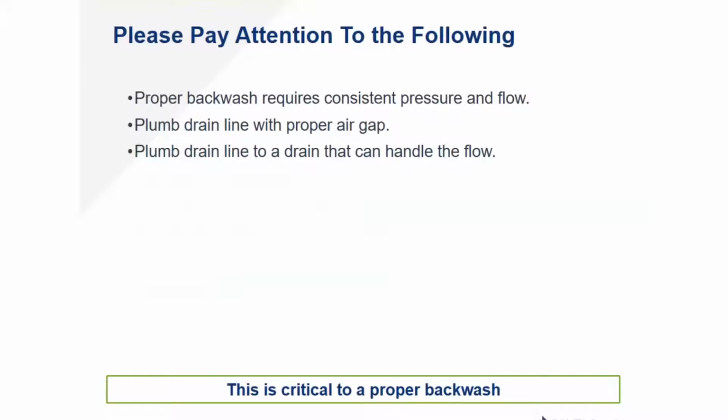Plumb a drain line to a drain that can handle the flow. If your drain line cannot handle the flow of your softener or your backwashing filter, you're going to have a very dissatisfied customer. Critical to achieving success is making sure you have some place for that water to go.